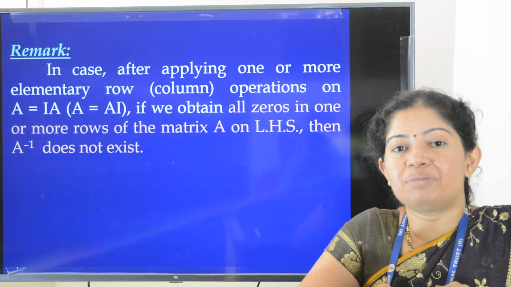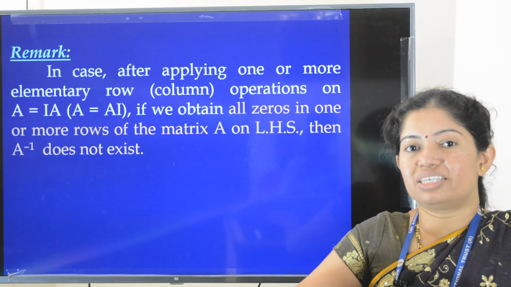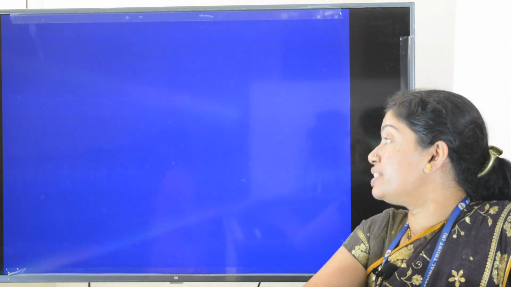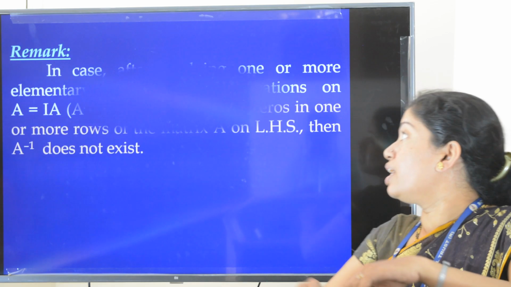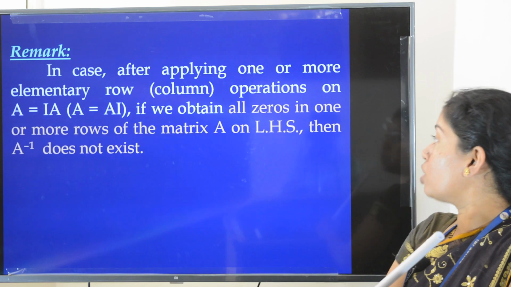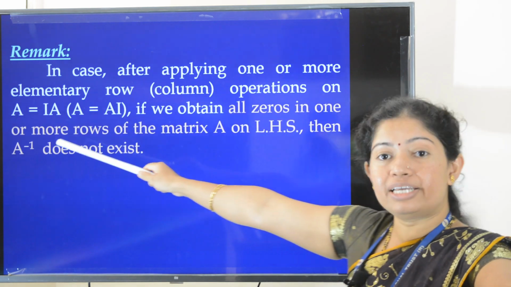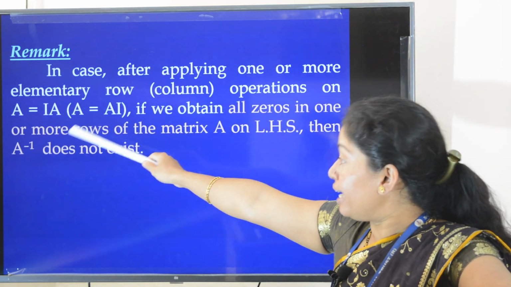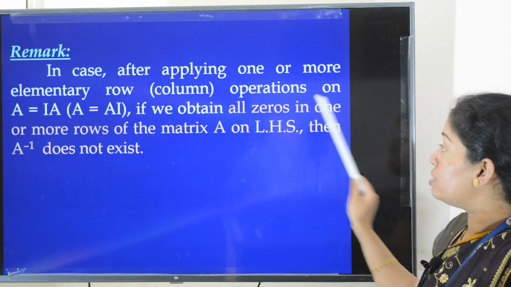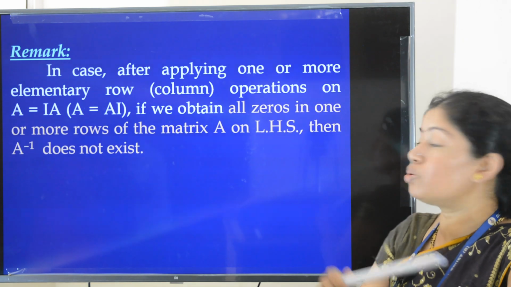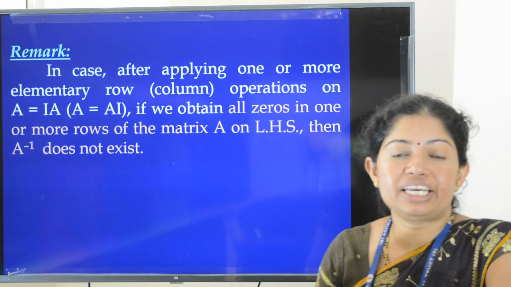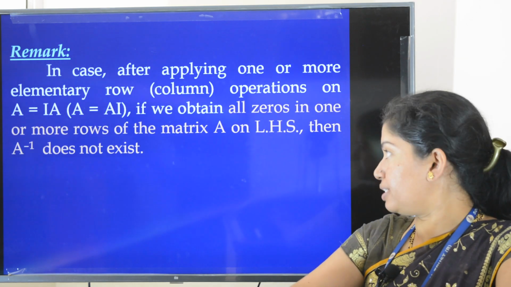So you can remember this as a remark. So what is that remark? After applying one or more elementary row or column operations on A is equal to IA, or A is equal to AI, if we obtain all zeros in one or more rows of the matrix A on the left hand side, then A inverse does not exist.